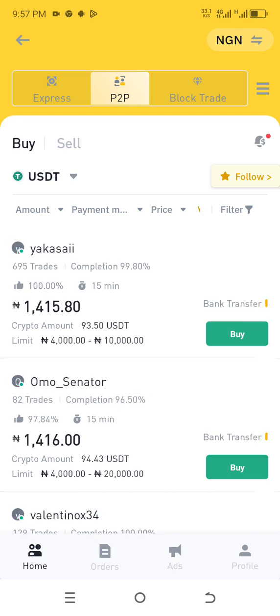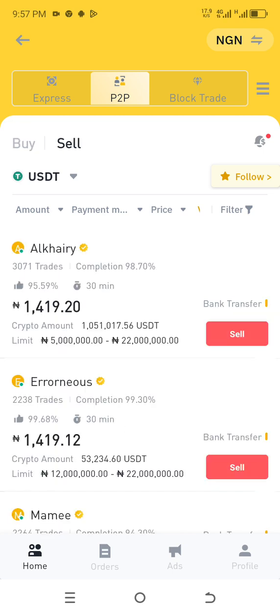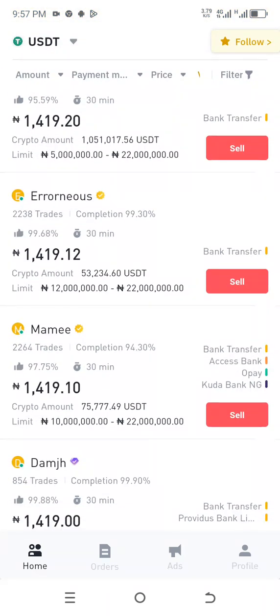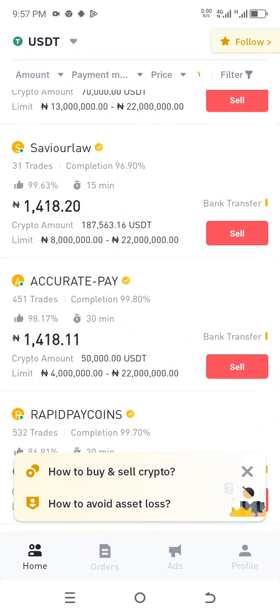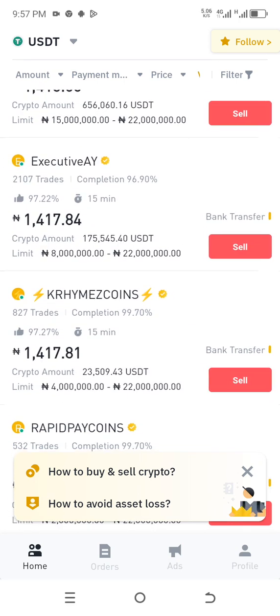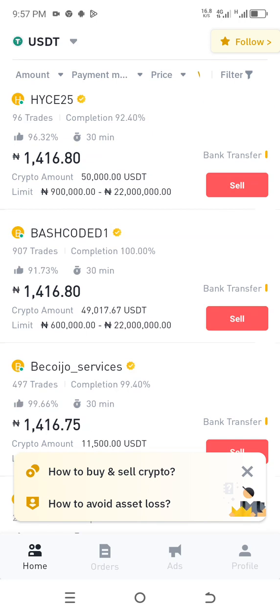The NGN market is offering me 1,518 if I want to sell. And if I want to sell, it is offering me 1,419. So you can come to this place and create your ads to sell as a merchant, or you can just come and sell. You keep scrolling until you see your market mate. You can see a lot of people are here.